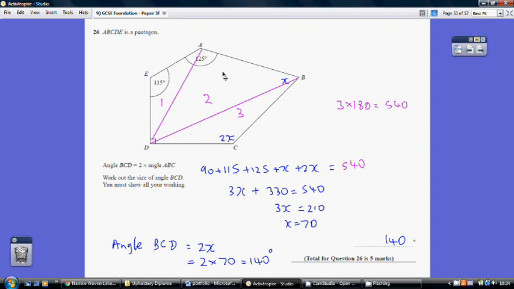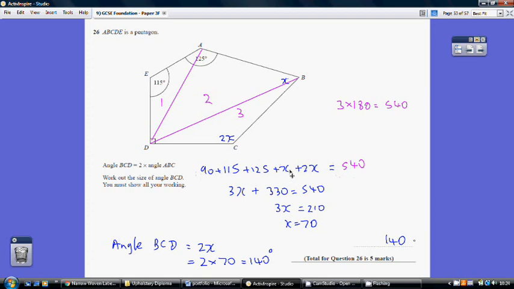Now, what do the angles in a pentagon add up to? So break it down into triangles. We've got 3 triangles. Angles in a triangle add up to 180. So the total number of angles inside this shape must be 3 lots of 180, which is 540. So we've constructed an equation here. These are all the individual angles, and we know that they add up to 540. So we just need to simplify and solve this equation.